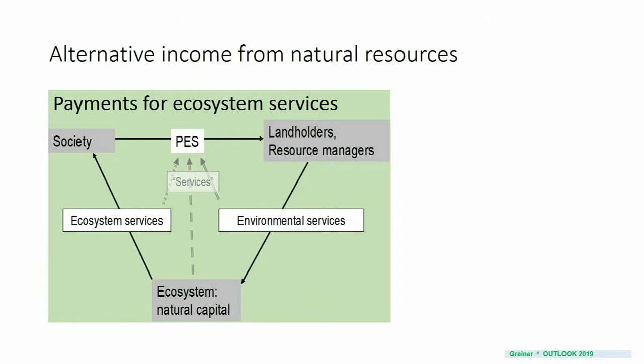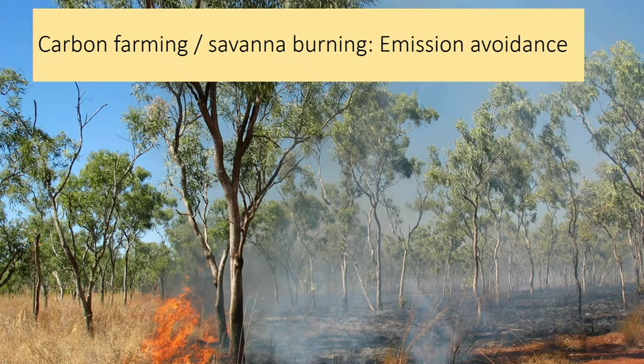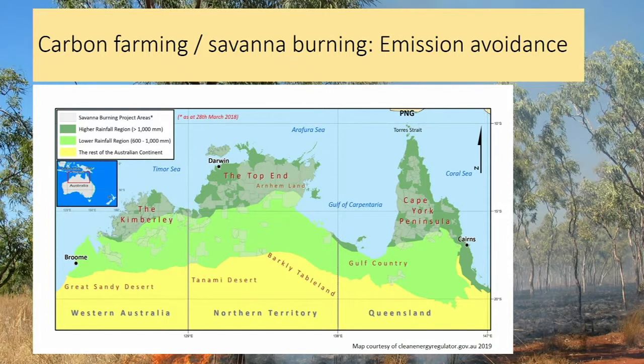So what are alternative sources of income from natural resources? And we've already heard about payments for ecosystem services, specifically through carbon sequestration. And that is also very much happening in the northern space. It's not sequestration though, it is emission avoidance through savanna burning. And we see specifically Aboriginal people in the wet tropical part of northern Australia participating in savanna burning activities.